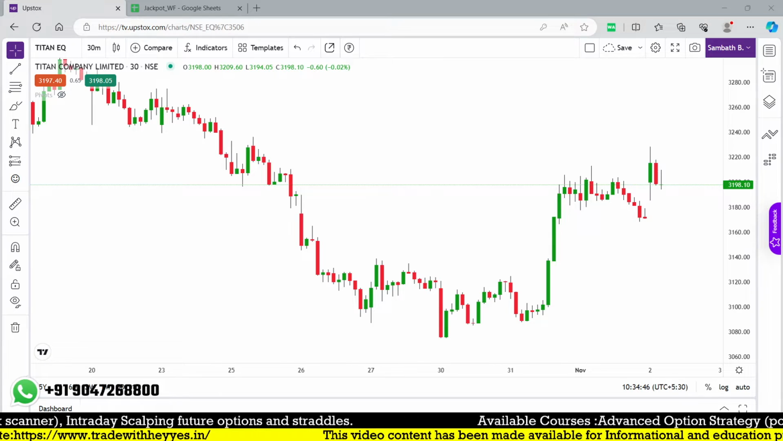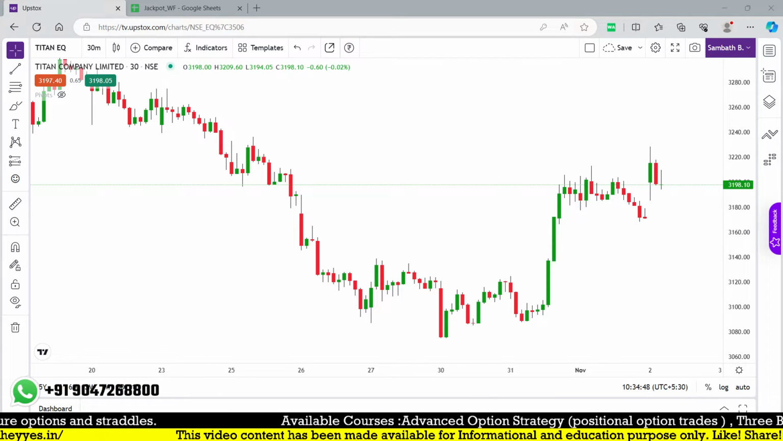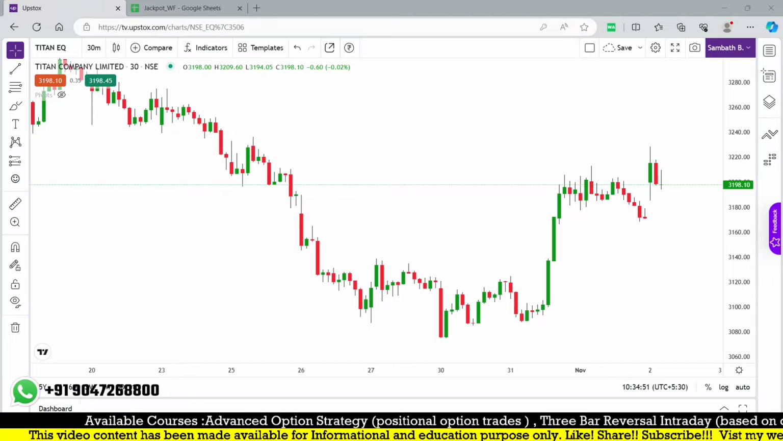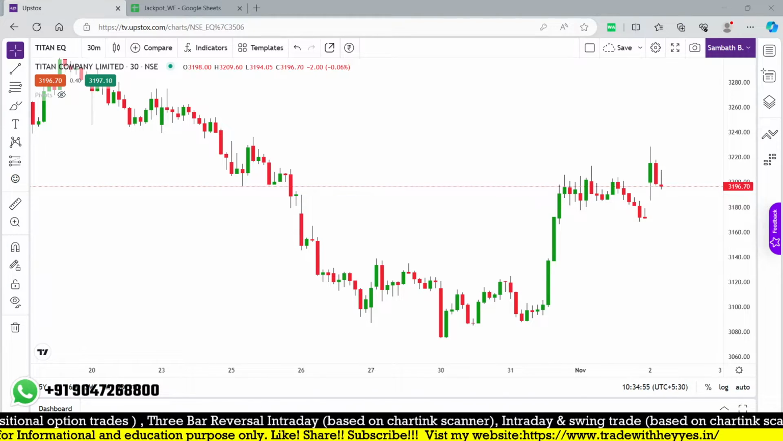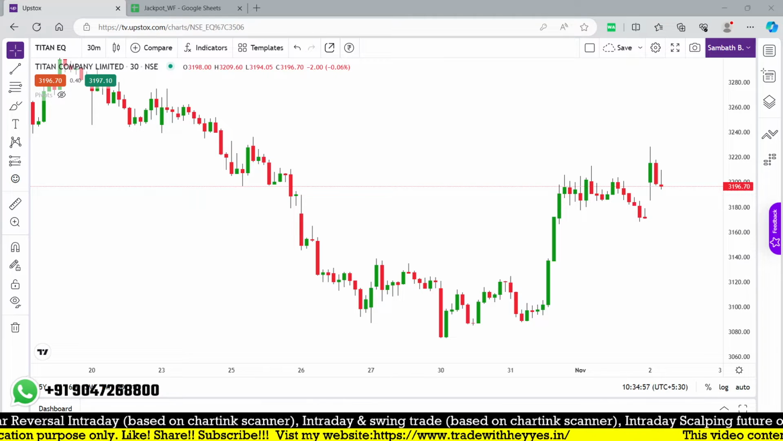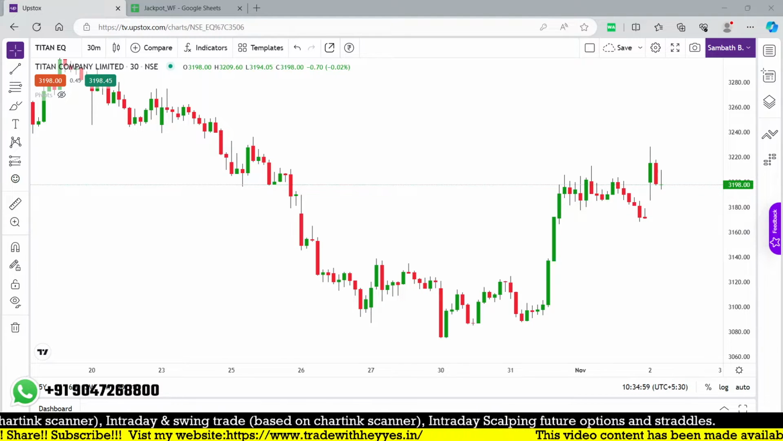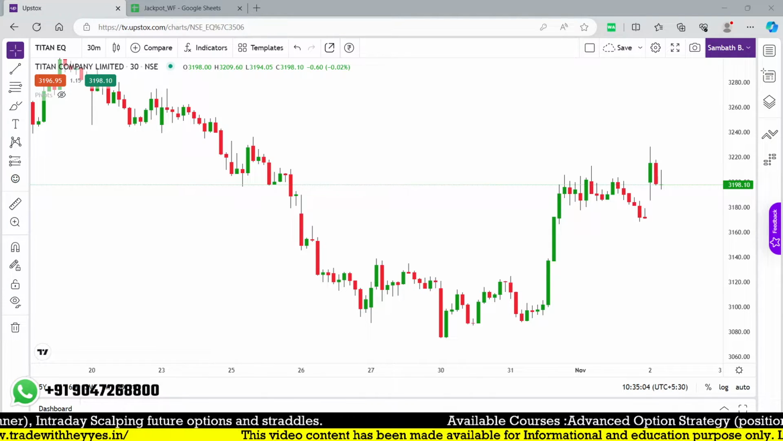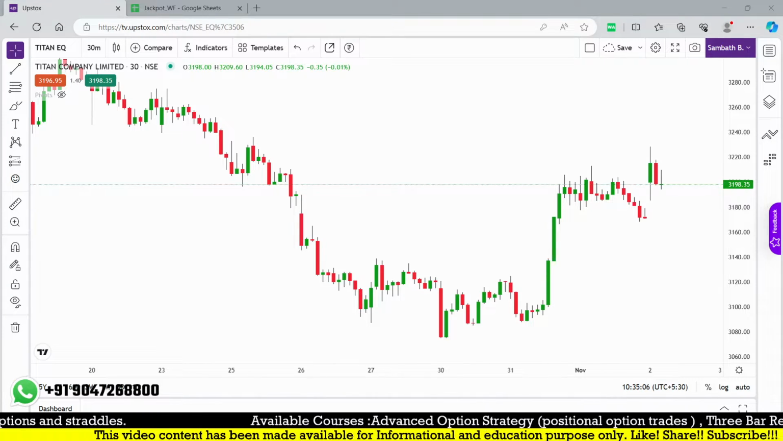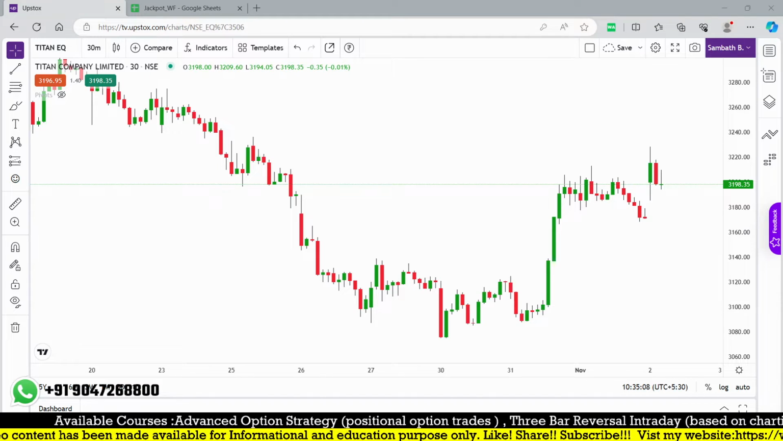Okay, so look at this particular chart of Titan, 30 minutes. I'm looking for a trend reversal opportunity by using that particular indicator and the charting scanner. So we need to find the pattern which forms in a particular chart, so that we can simply filter it out using the charting scanner that I'm going to create in this video. And how do I find this opportunity at the lowest level?